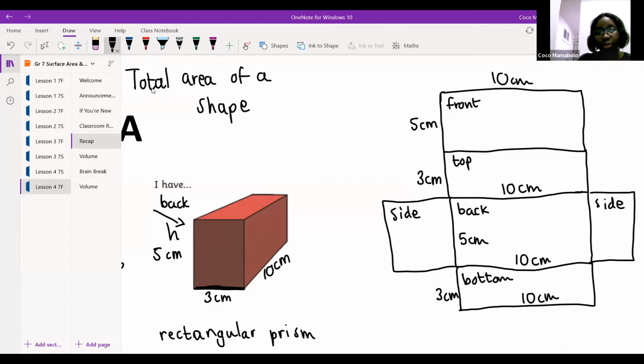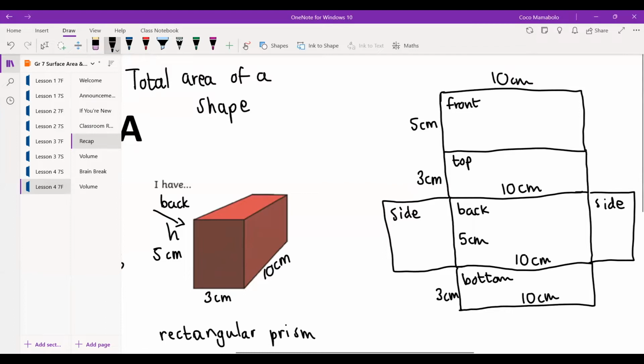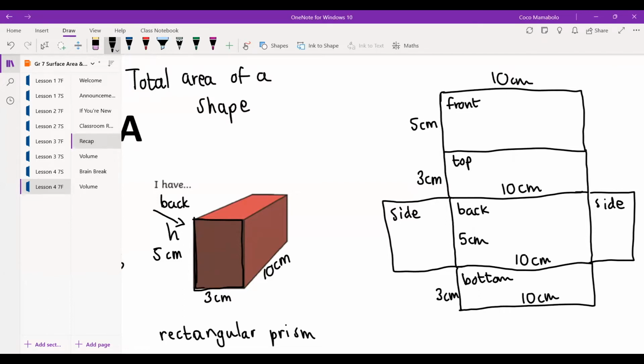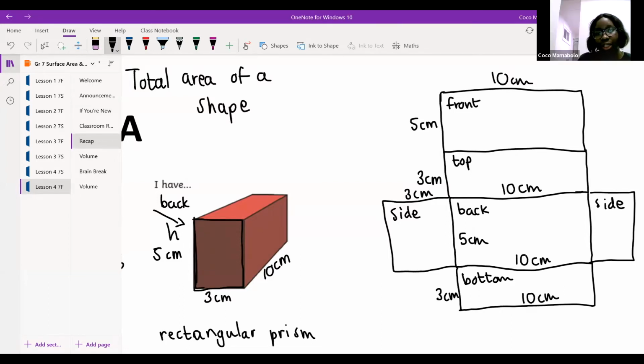Okay, have a look at where I'm highlighting. 3 centimeters. There we go, good, that's the short side. My short side is going to be 3 centimeters and my long side is going to be 5. Excellent. 3 centimeters for my short side and 5 centimeters for my long side. Excellent. Thank you, Teacher Kat.